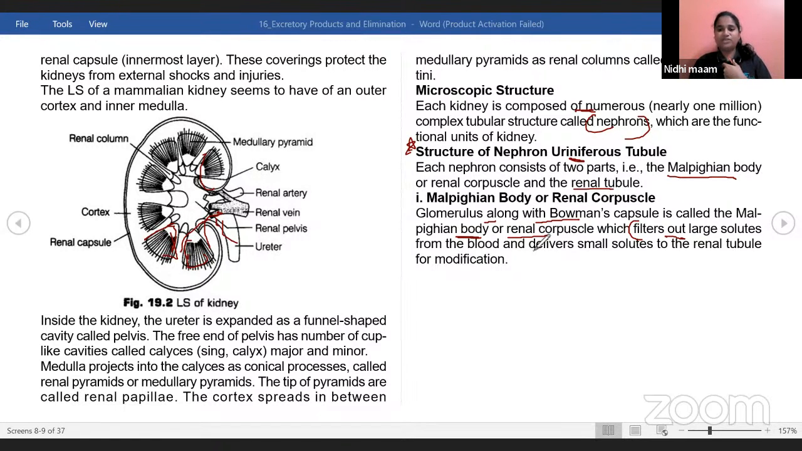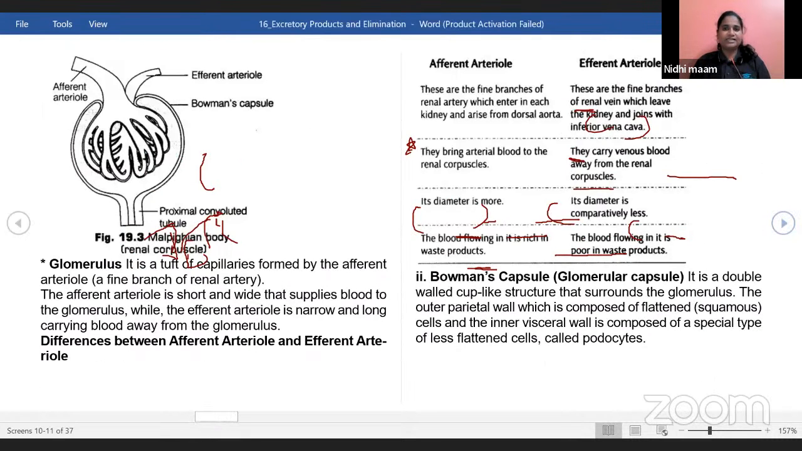ಮಾಲ್ಫೀಜಿಯನ್ ಬಾಡಿಯಲ್ಲಿ ಏನೇನಿರುತ್ತೆ, ಬೋಮನ್ಸ್ ಕ್ಯಾಪ್ಸೂಲ್ ಮತ್ತೆ ಗ್ಲೋಮರಿಲಸ್ ಇರುತ್ತೆ. ಐ ವಿಲ್ ಶೋ ಯು ದ ಡೈಗ್ರಾಮ್. ಓಕೆನಾ. ಅಂಡ್ ಡೆಲಿವರ್ಸ್ ಸ್ಮಾಲ್ ಸೊಲ್ಯೂಟ್ಸ್ ಟು ದ ರೀನಲ್ ಟ್ಯೂಬ್ಯೂಲ್. ಲಾರ್ಜ್ ಸೊಲ್ಯೂಟ್ಸ್ ಅನ್ನ ಮಾತ್ರ ಫಿಲ್ಟರ್ ಮಾಡಿ ಸ್ಮಾಲ್ ಸೊಲ್ಯೂಟ್ಸ್ ಅನ್ನ ರೀನಲ್ ಟ್ಯೂಬ್ಯೂಲ್ಗೆ ಕಳಿಸುತ್ತೆ. ಯಾವುದು? ದಿಸ್ ಮಾಲ್ಫೀಜಿಯನ್ ಬಾಡಿ. ಲೆಟ್ ಮಿ ಶೋ ಯು. ಹಿಯರ್ ಯು ಕ್ಯಾನ್ ಸಿ.